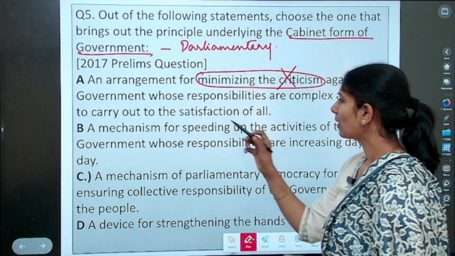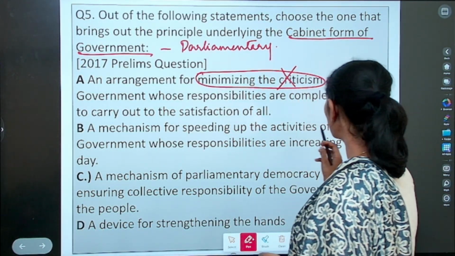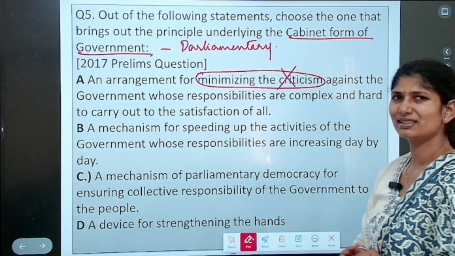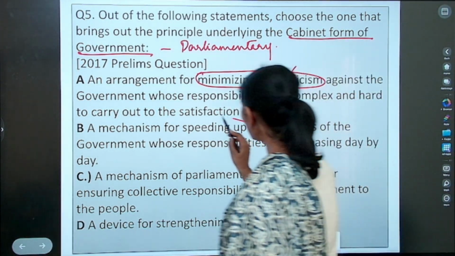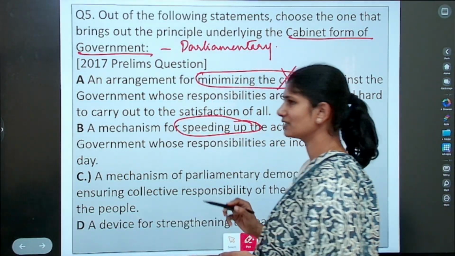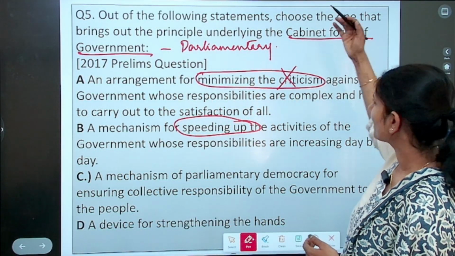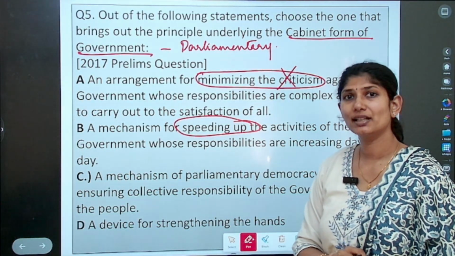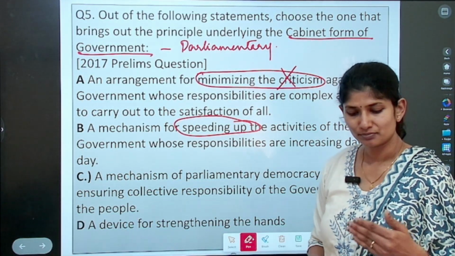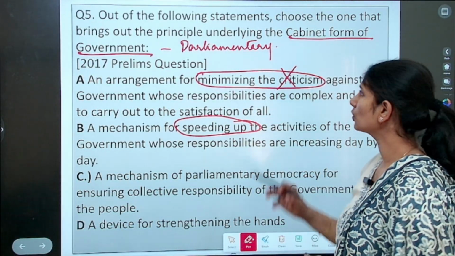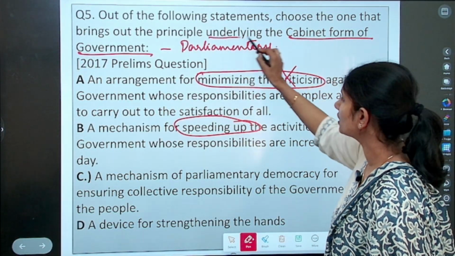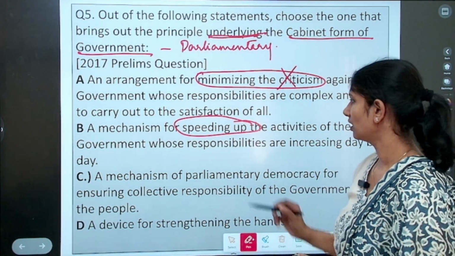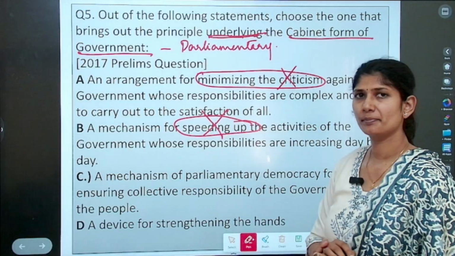Next, a mechanism for speeding up the activities of the government whose responsibilities are increasing day by day. Speeding up of activities, and your cabinet form of government, how is it linked to that? It is something we can deal with under your governance topic, but it has nothing to do with the principle. Especially look at this word underlying, which is like a core feature. So this is also wrong.